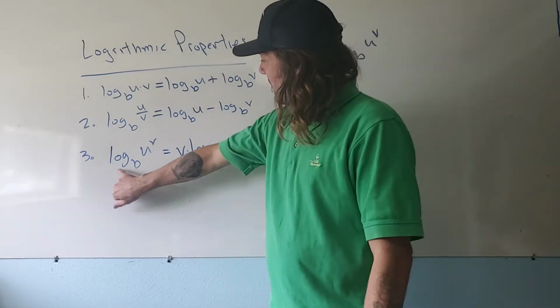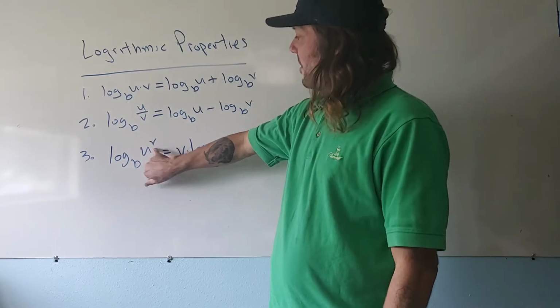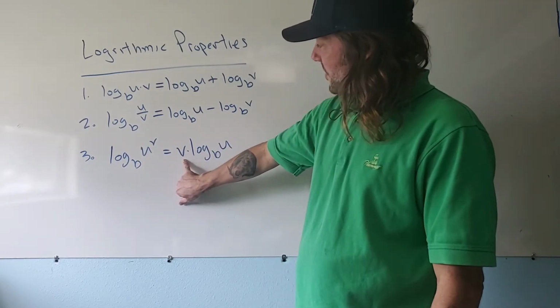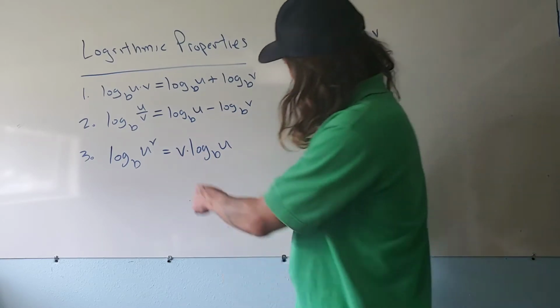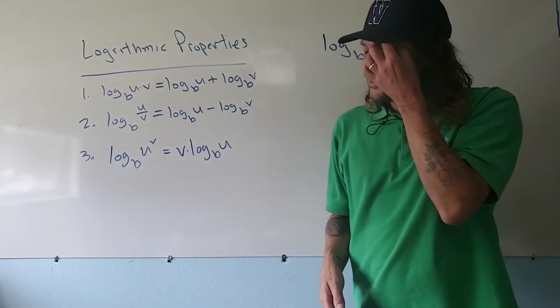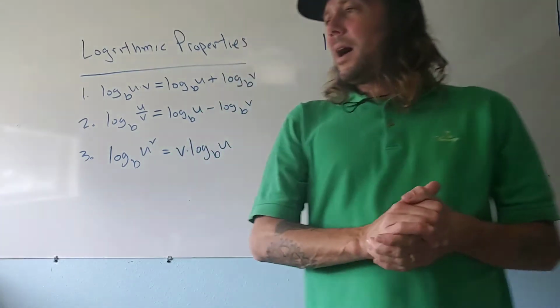What it says is log base b of u to the v power is equal to the power v times log base b of u. So the exponent just goes in front. And so I'd like to show you very quickly why it does that.